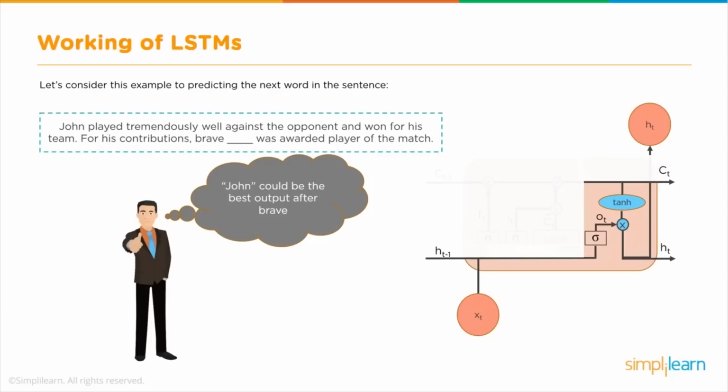So you look at this and you can start to train this neural network. It starts looking at it and goes, oh no, John is what we're talking about. So brave is an adjective. John's going to be the best output. And we give John a big thumbs up.